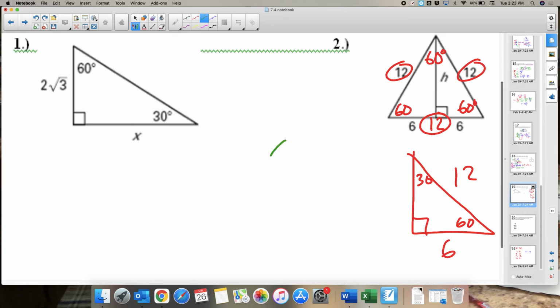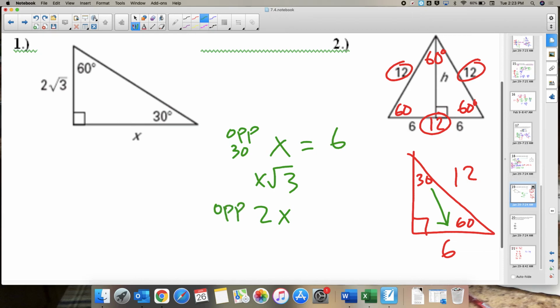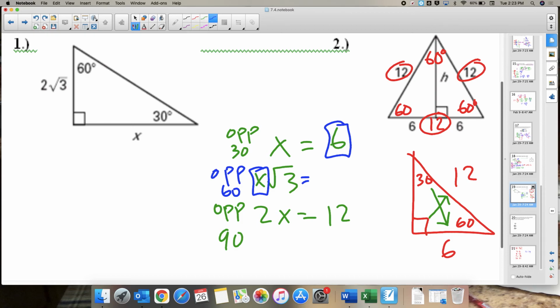Looking at my 3 sides, x, x square root of 3, 2x. Opposite of 30 is 6. Opposite of 90 is our 2x. That's our 12. The piece we still need is the one that is opposite of 60. That would be x times the square root of 3. So it is 6 times the square root of 3. I cannot combine the 6 and the 3. So my height they are asking for, I am just going to write it as 6 times the square root of 3.